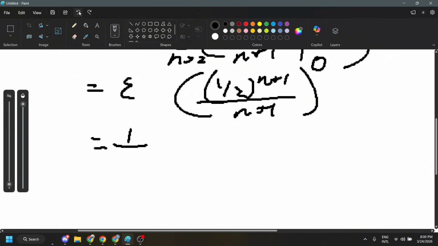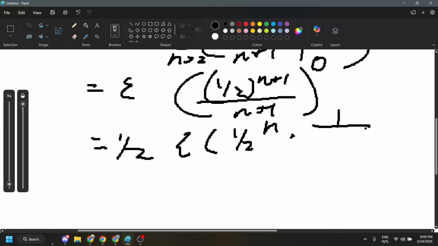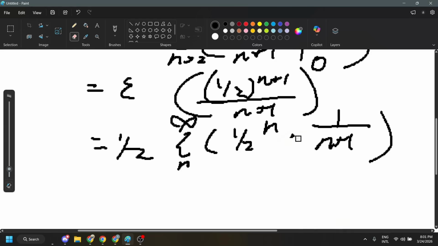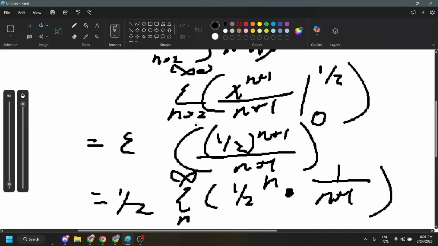No. It's going to be 1/2 times 1/2 to the n, so we could take the 1/2 out. So we just have 1/2 times the sum of 1/2 to the n times 1 over n plus 1 from n equals 2 to infinity. Ha! I was thinking we can just... I didn't realize I'd have this term in the denominator. I don't know what to do now.